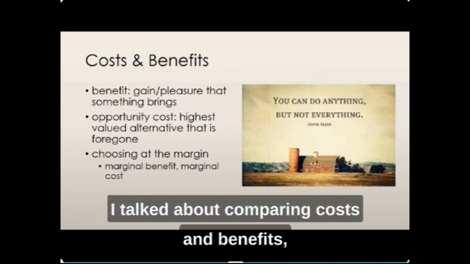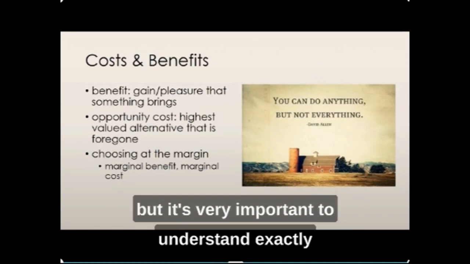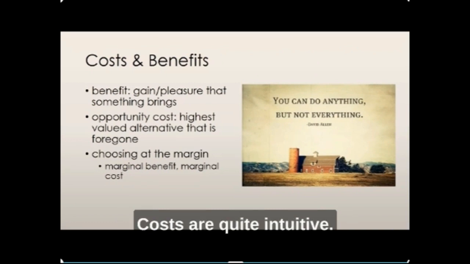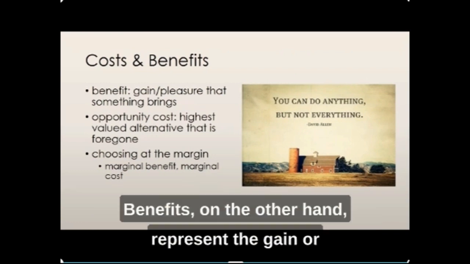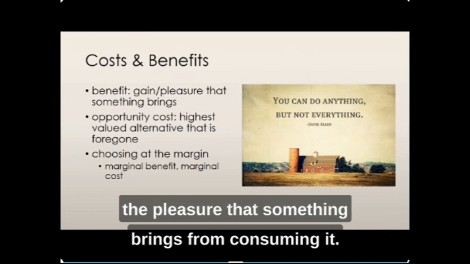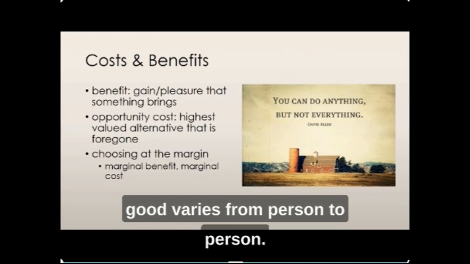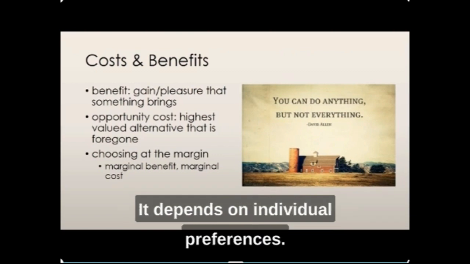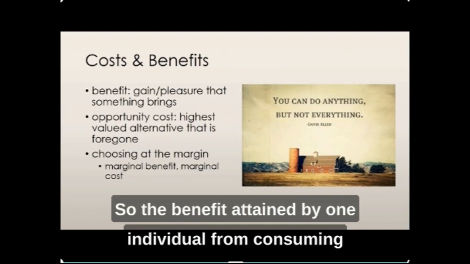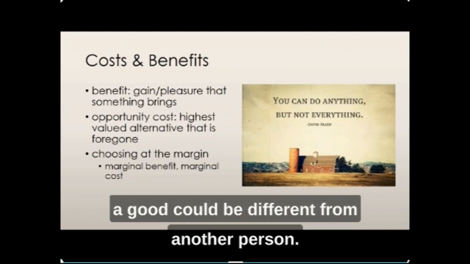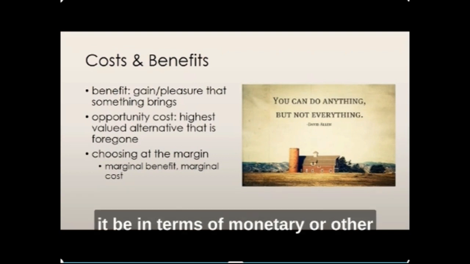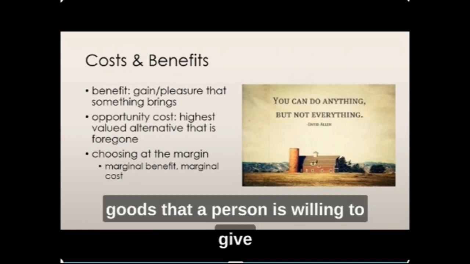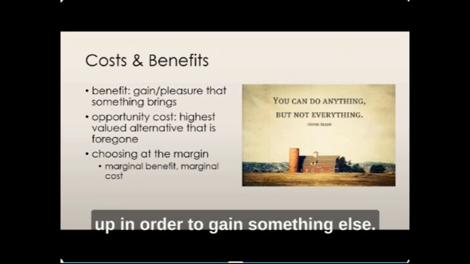I talked about comparing costs and benefits, but it's very important to understand exactly what costs and benefits are. Costs are quite intuitive. They signify something that we need to give up in order to get something. Benefits, on the other hand, represent the gain or the pleasure that something brings from consuming it. The benefit derived from consuming a good varies from person to person. It depends on individual preferences. So the benefit attained by one individual from consuming a good could be different from another person. Economists measure benefit by the maximum value, whether it be in terms of monetary or other goods, that a person is willing to give up in order to gain something else.